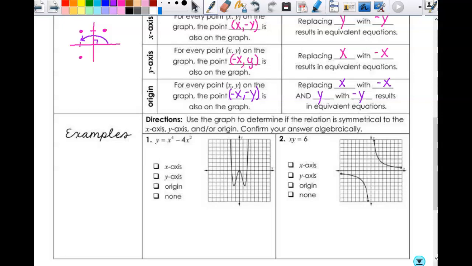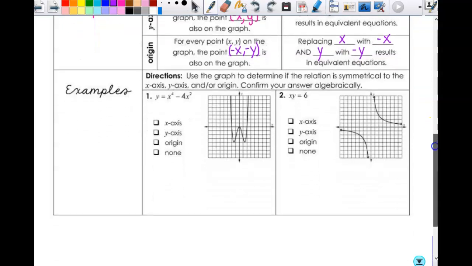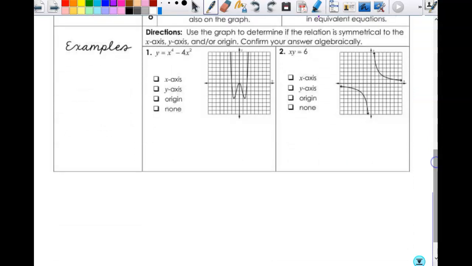All good? All right, so it says, use the graph to determine if the relation is symmetrical to the x-axis, y-axis, and or the origin, and then confirm your answer algebraically. Now, I'm only going to make you confirm the one you think it is, meaning you're not going to have to confirm all three, like confirm that it doesn't work. So when you look at number 1, from the graph, this has what kind of symmetry? X-axis, y-axis, or origin symmetry? Y-axis. Okay, so we're going to say we think it's y-axis, right? So then we have to confirm that algebraically.